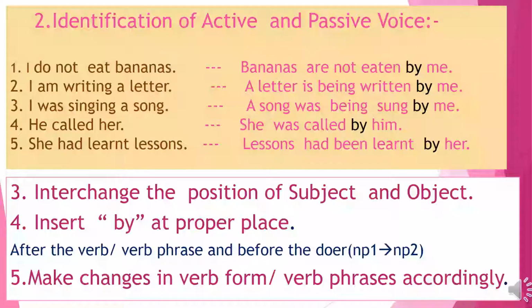At first you have to recognize the components of the statement. Thereafter you have to identify the active and passive voice. Then you have to interchange the subject and object. Thereafter you have to insert by at the proper place. Then you have to make changes in the verb form or verb phrase accordingly. So I hope you understood all these things.